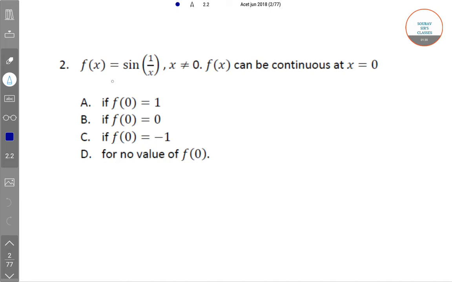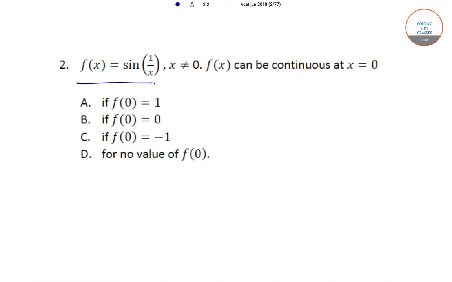The next question is, fx is equal to sine 1 by x, where x not equal to 0. Then fx can be continuous at x equal to 0. For the following options, you need to select the correct one. Now, limit x tends to 0, sine 1 by x, this does not exist. So option D is the correct answer. So it would be continuous for no value of f0.